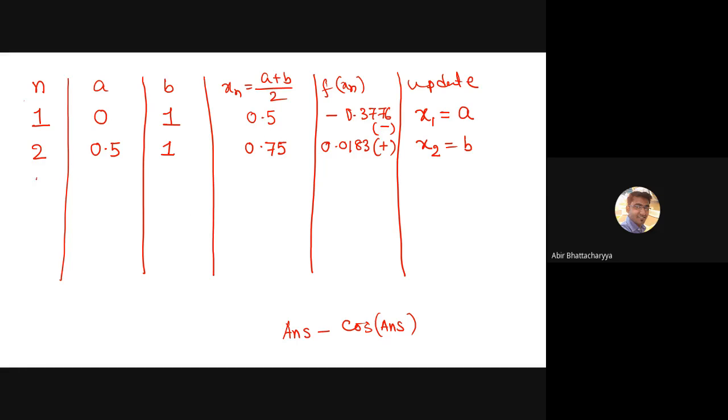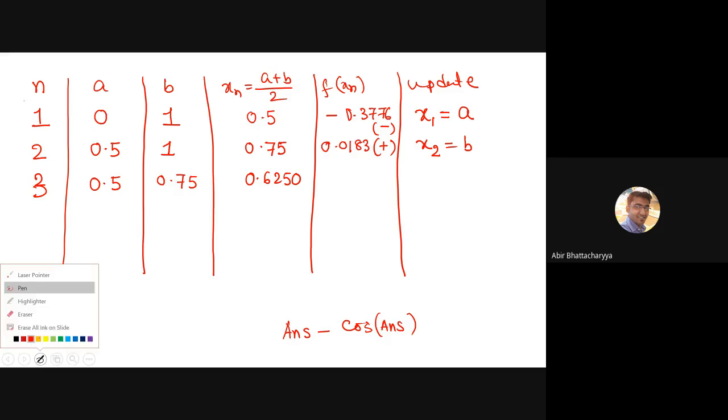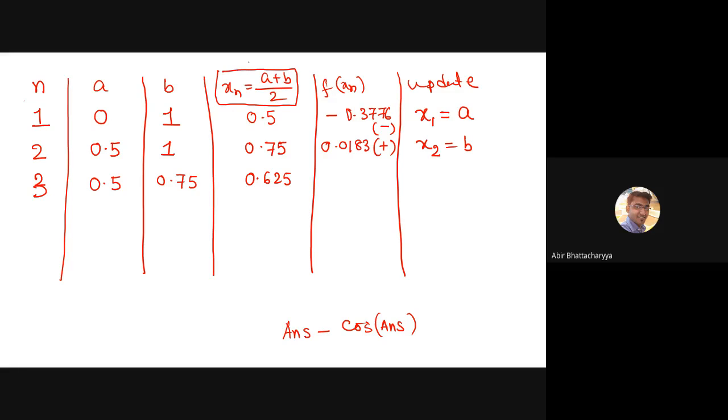So for iteration number 3, a will be 0.5 and b will be 0.75. What is the midpoint of 0.5 and 0.75? It is 0.625. See, we need to get the answer up to 2 decimal places. Remember that. If you keep up to 3 decimal places, that's okay, because you will get the root here in xn. It will be your updated root.